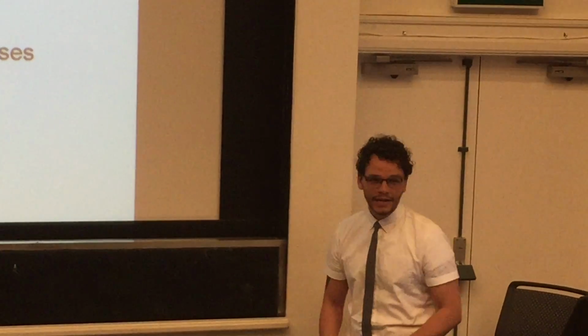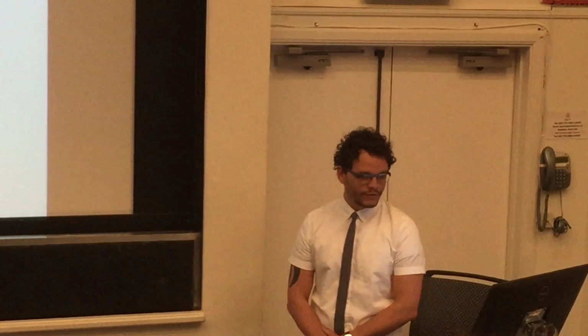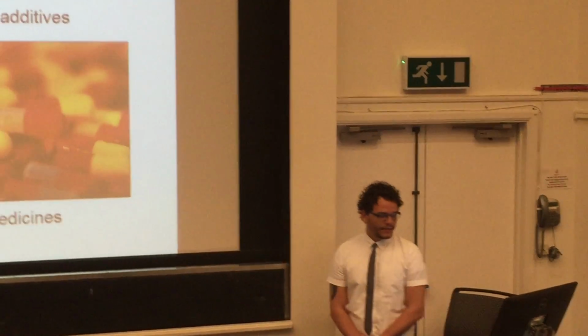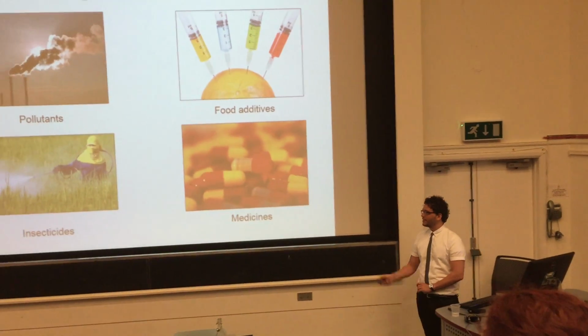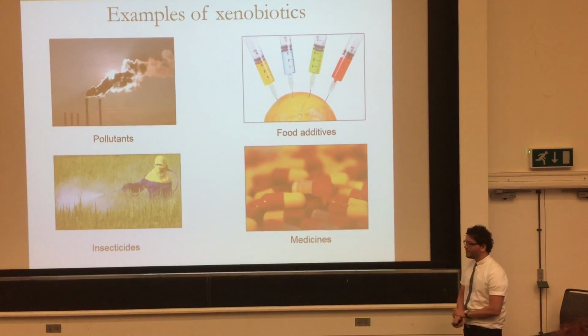To kick off this presentation, I just want to define the word xenobiotic, which I'm using in my presentation, which is a chemical substance that's foreign to an organism and biological system. It can cause pharmacological responses, toxicity, immunological responses, and also cancers. There are several types of xenobiotics. I can just point out pollutants, food additives, insecticides, and medicines.